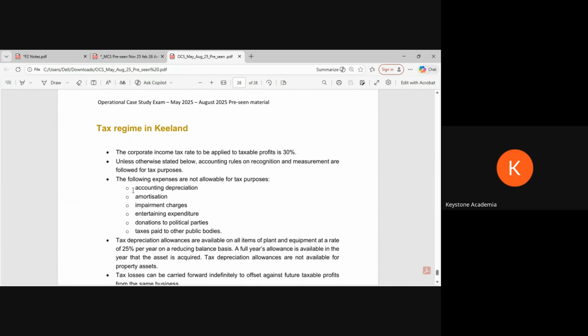Yeah, if you see this tax regime, this regulation can come in. This is just for understanding, not related to us. The following expenses are not allowed for tax purposes. What is that? Accounting depreciation, because depreciation is manipulated, amortization, impairment charges, entertainment expenditure, donation to political parties, tax paid to other public bodies. So now what is happening?